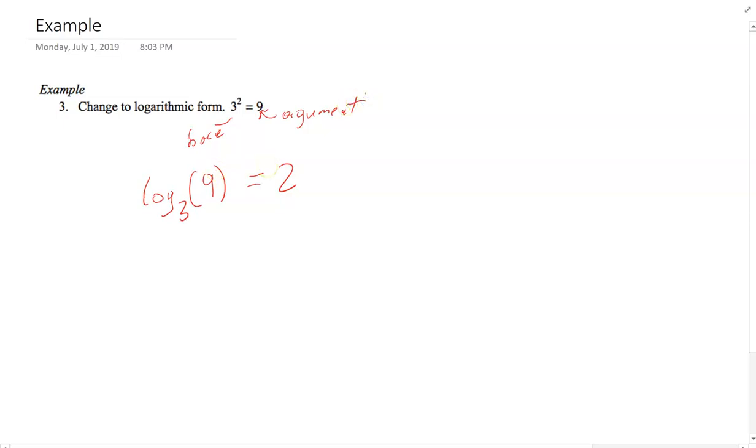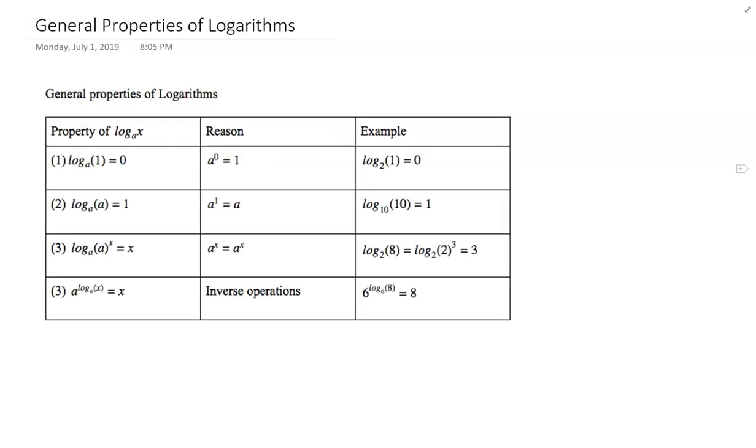Okay, and that is how you do your conversion from exponential form to log form. From log form to exponential form, we have an example here, log base 4 of 64 equals 3. Again, think of it going 4 to the third equals 64, and then that is your exponential form. So what this means is 4 to the third power equals 64, and we are done converting from log form to exponential form. Now let's look at some more general properties of logs.